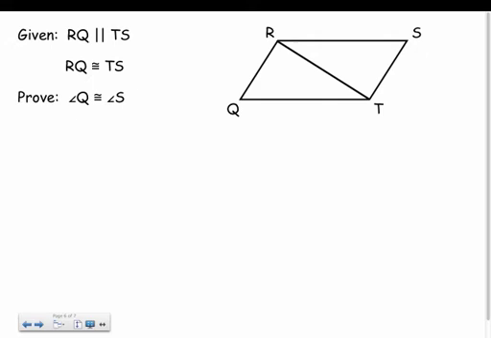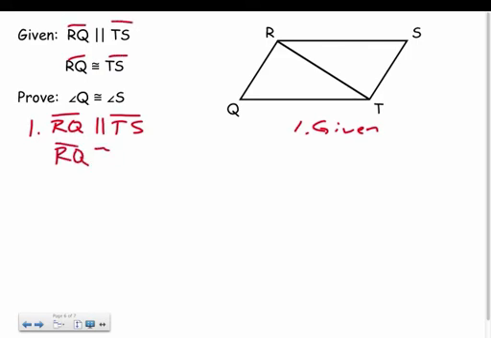I want to get to those triangles being congruent first. So let me get my given now. RQ parallel to TS. Probably going to use that. Just put my little lines there. Given. And then I got RQ is congruent to TS. Let me go ahead and mark that on my picture here. RQ congruent to TS.